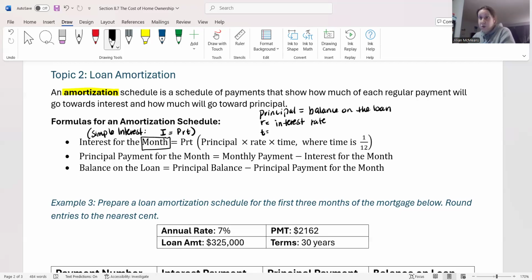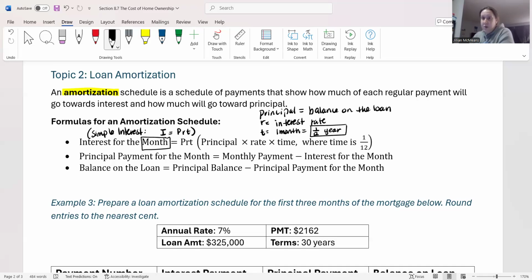If we're looking at just 1 month, that equals 1/12 of a year. So we're always going to let T equal 1/12 when we're calculating the interest for a single month, okay? So that's the first thing we have to do. We have to figure out the interest for a single month.